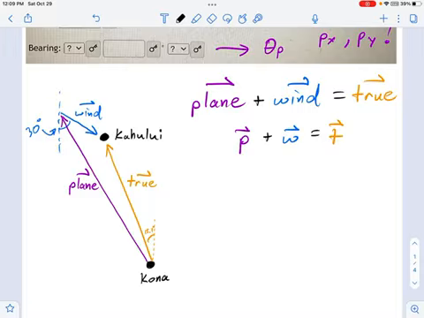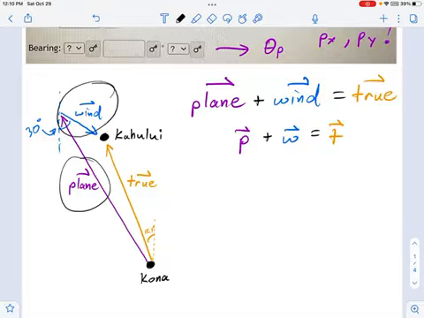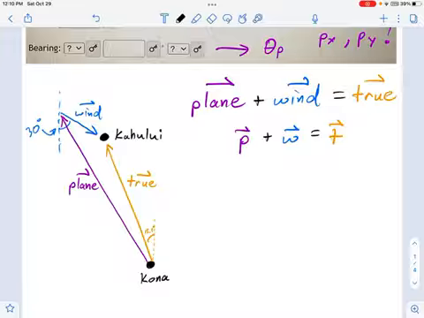Now the plane is going to be fighting this wind the whole way. The wind up here is going to be pushing it backwards. So the plane has to overshoot Kahului so that when you add the plane vector and the wind vector together, you get the target, the true vector. And that's what I've described in this equation right here. So plane plus wind equals true, and I'm just reducing that to an equation, P plus W equals T in vector form. Well, let's start solving this.